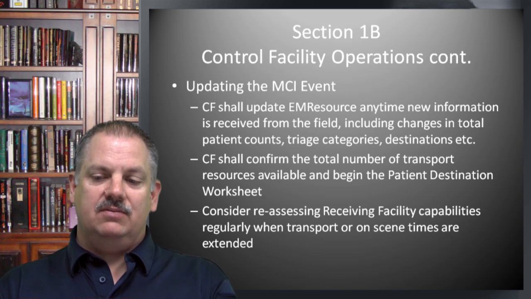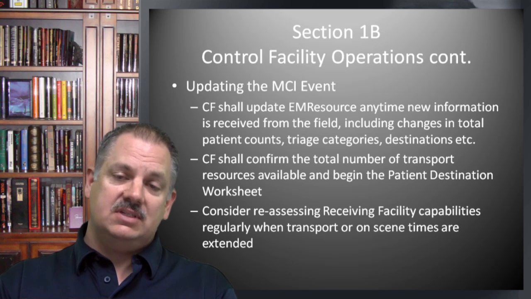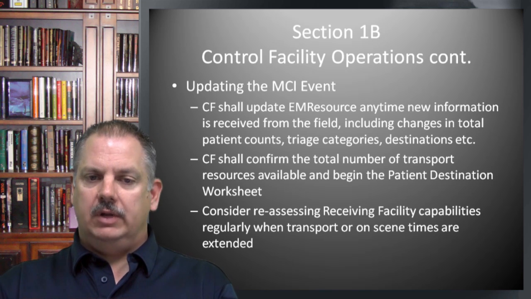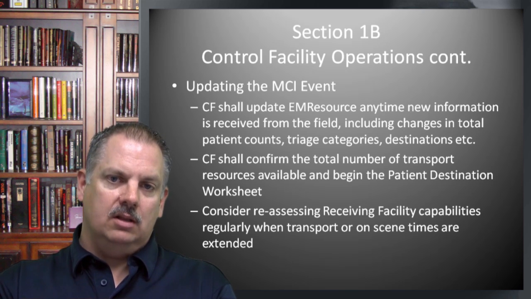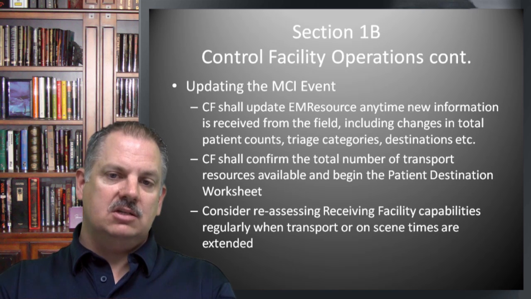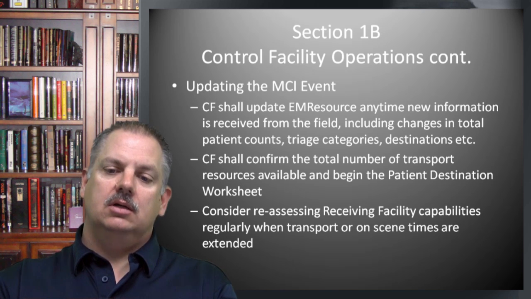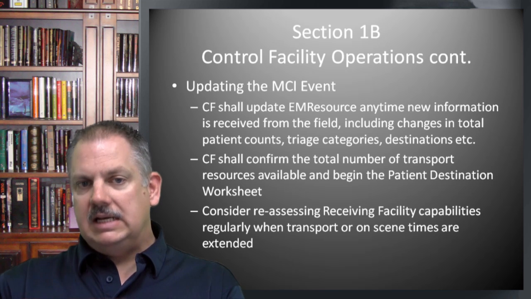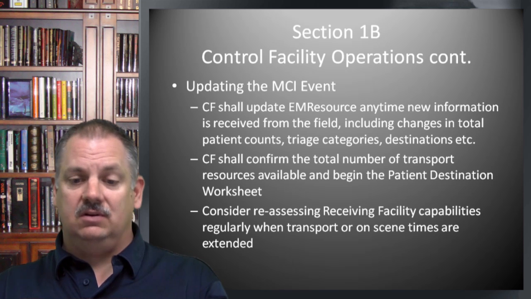Consider reassessing on the control facility side. You need to continually reassess the receiving facility capabilities. You've got to remember that receiving facilities not only take in patients by air and by ground, but by POV as well. So if this is one of those incidents, say a hazmat where people have been contaminated, while they've been driving they may just continue on to the hospital and begin impacting those receiving facilities. So it's important for the control facility to continually receive updates and continually ask for updates from those receiving facilities.